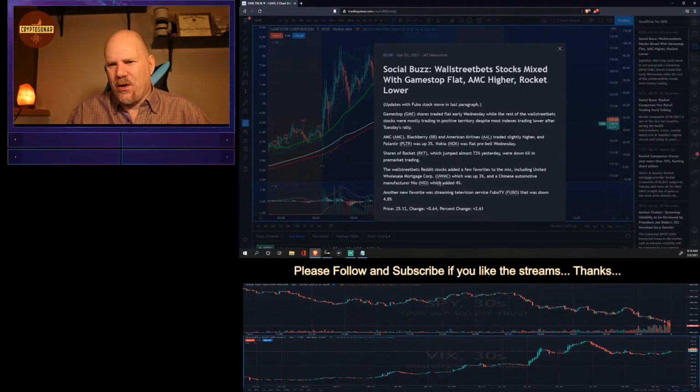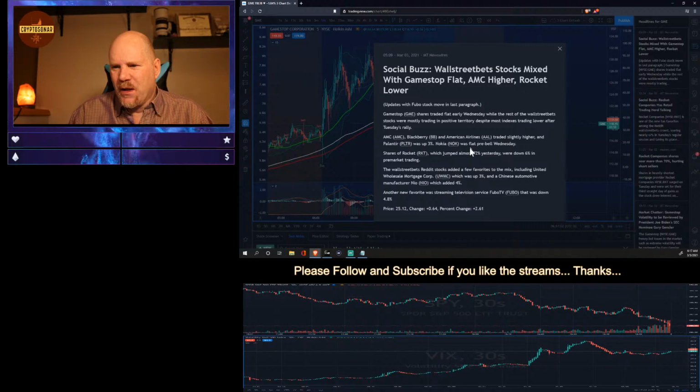And so we'll take a look at what they're calling the meme stocks: AMC, BlackBerry. Now they're adding American Airlines to it. Traded slightly higher, and Palantir, a big favorite, was up 3%. Nokia was flat. Rocket, which jumped almost 72%, was down 6% in pre-market trading. And they're saying that they added a few favorites.